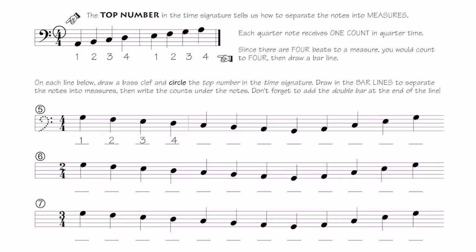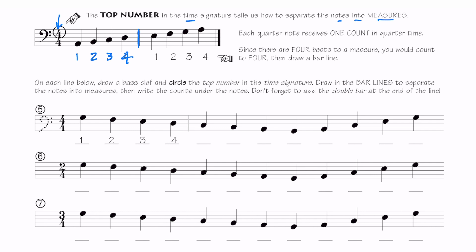Let's move on to the second half of lesson 3. This one is very simple. Remember that the top number in the time signature tells you how to separate the notes into measures, because we know if this number is a 4, when we get to 1, 2, 3, 4, we're going to draw a bar line, to separate those quarter notes into measures. So we use that time signature to tell us how this works.